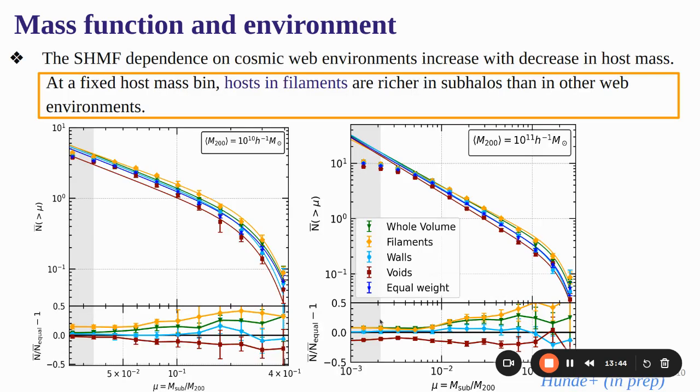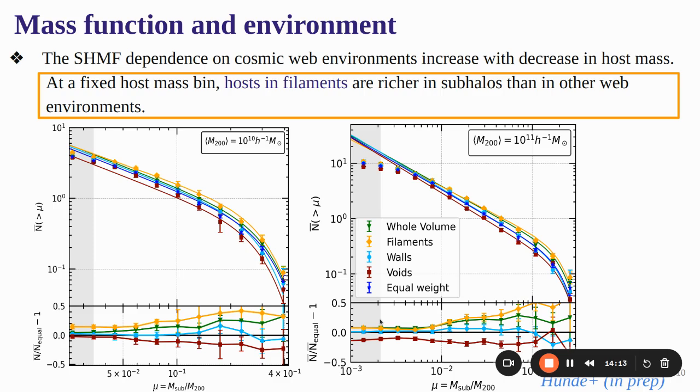When we go to the low mass range, we can see how the environmental effect is more clearly seen as the mass of the hosts decreases. From 10 to the 12 to 10 to the 11, the number of subhalos hosted by halos in filaments is still higher than in the other environments, but the environmental dependence in the difference is more clearly seen in the lower mass bin.